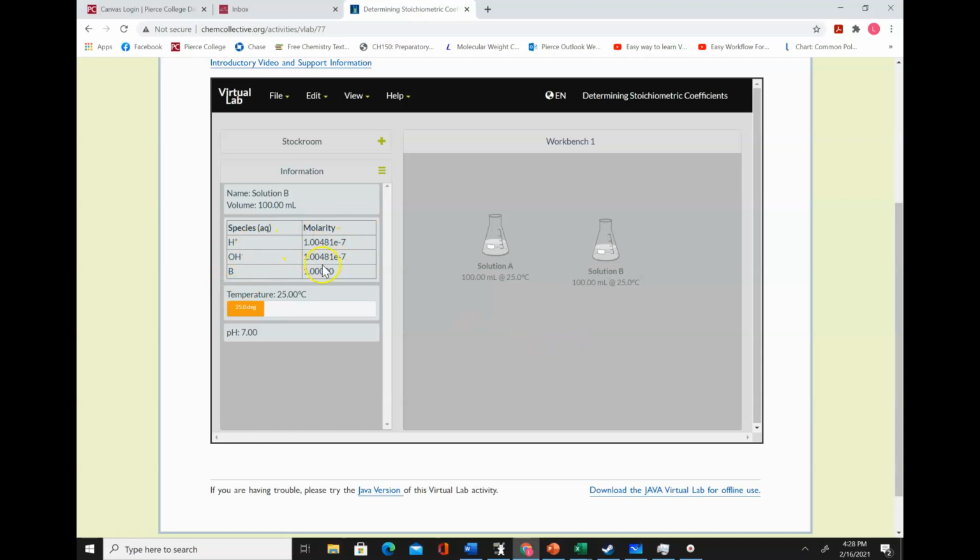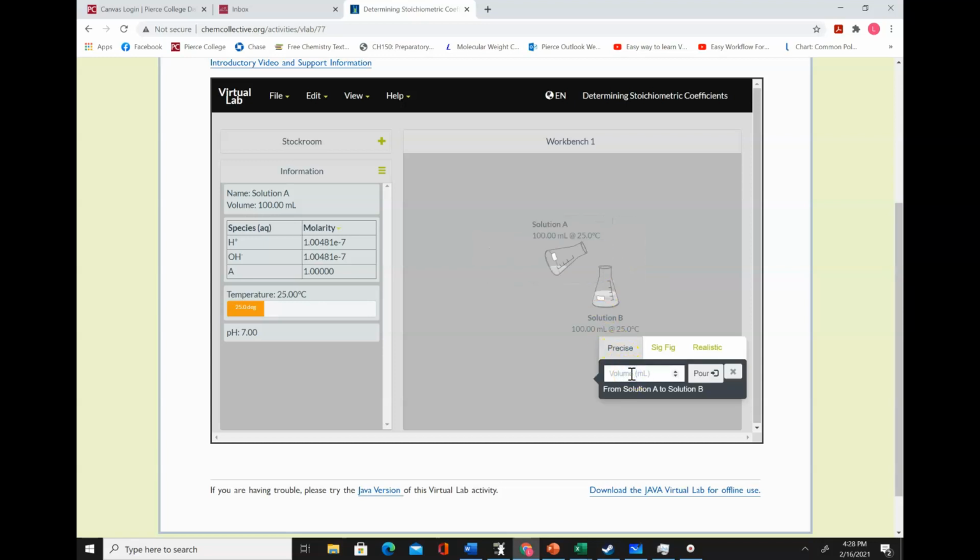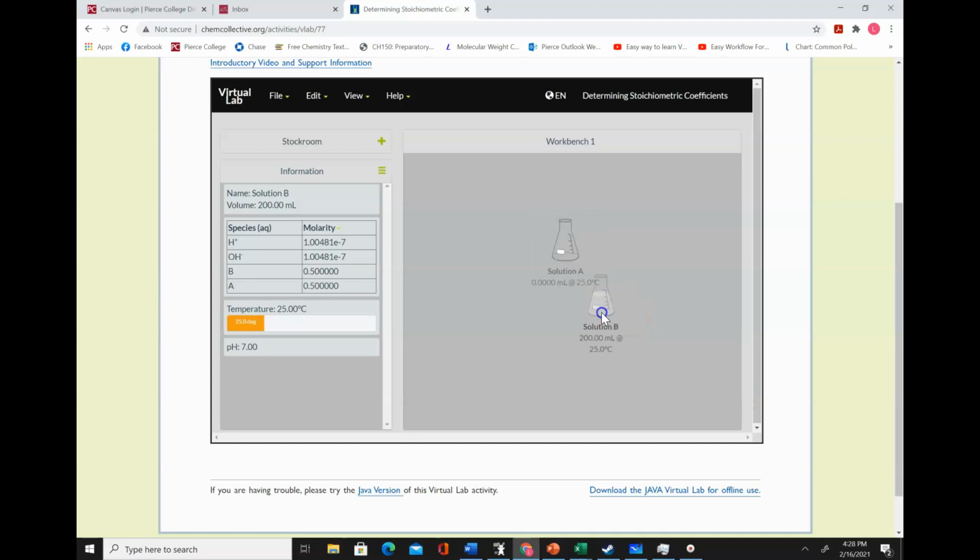Again, we've got a little bit of these other things here. These are the auto-ionization products of water. We're going to learn about that in Chemistry 163, but they're not important at the moment. Their concentration is too small to be relevant. So I'm going to put all of the A into the B. It doesn't matter how much I put in. I'm just looking to see if anything new forms.